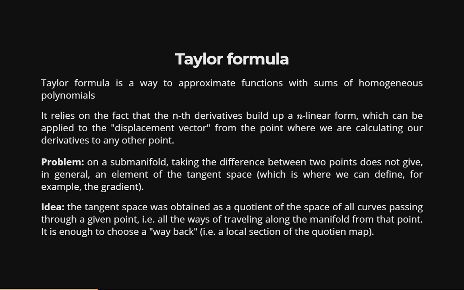From the manifold to the tangent space, we define vector fields. So a vector field is something that takes a point on the manifold and gives you a vector in the tangent space. We need a way back. So this is our first step, defining a retraction.